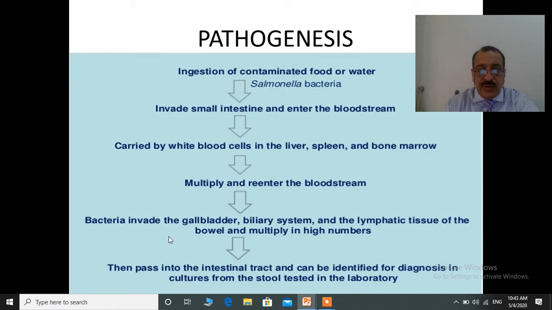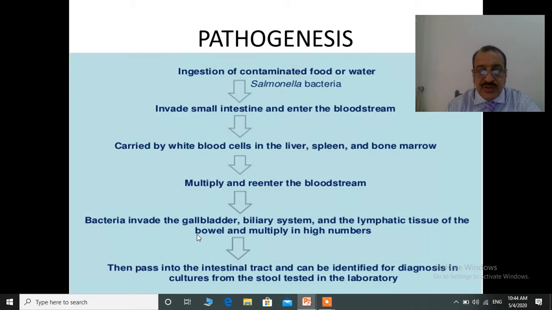Now, during this secondary bacteremia, multiple organs are invaded by the organism, including the gallbladder, biliary system, and the lymphatic tissues of the bowel, and they multiply at these areas. The organisms present in the gallbladder and biliary system are excreted in the feces, and they can spread the disease in the community.